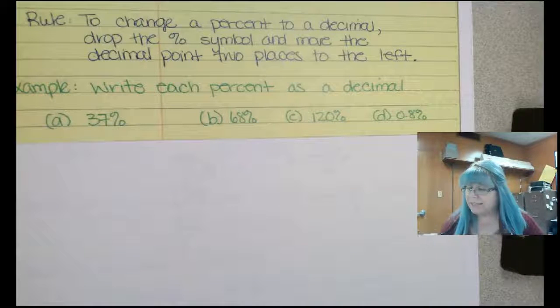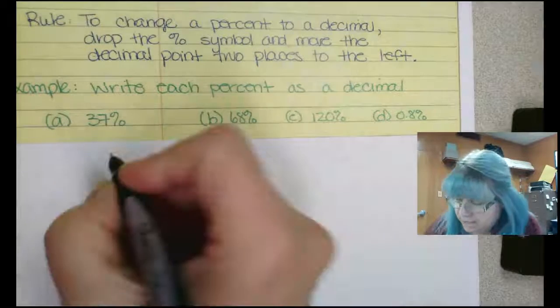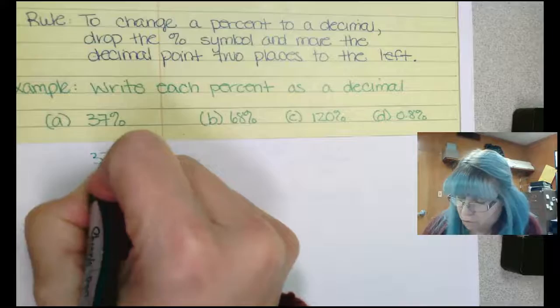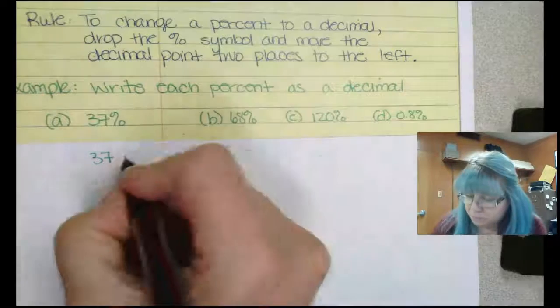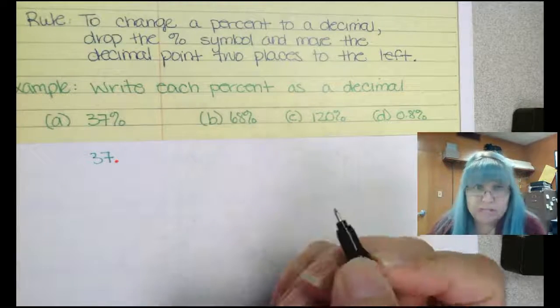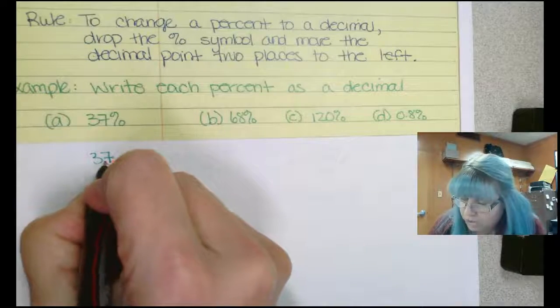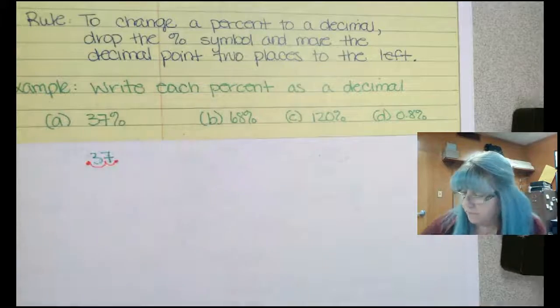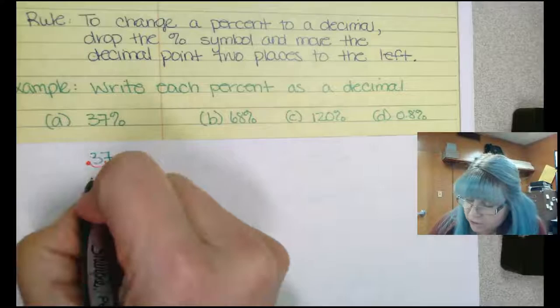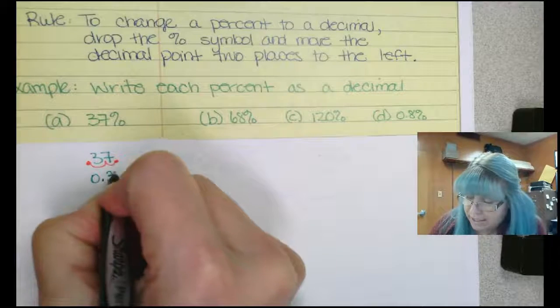And we're going to write each of these percents as a decimal. So first things first, drop the percent symbol. My decimal is all the way to the right. 2 spaces to the left. So my decimal is going to be 0.37.